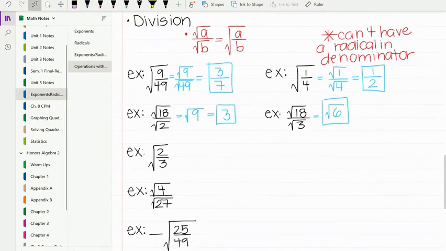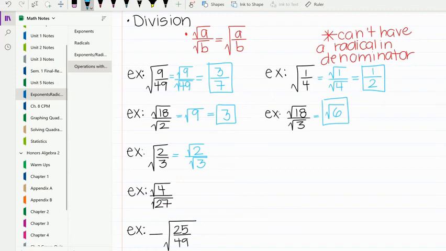Okay, can I do 2 divided by 3? Nope. So let's go ahead and separate them. So this would be root 2 over root 3. Now, can I take the square root of these? No. So this is where we're kind of stuck because we can't have a radical in the denominator.